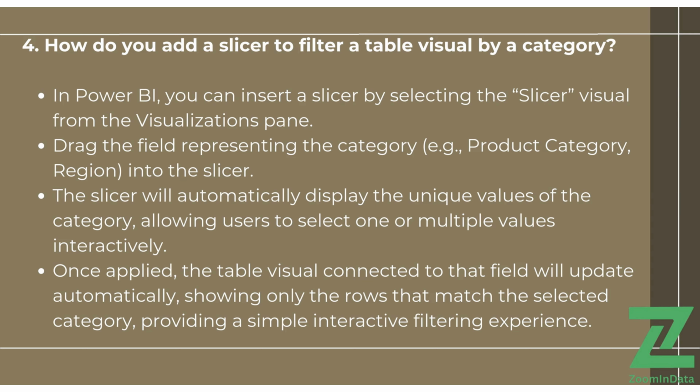In Power BI, you can insert a slicer by selecting the Slicer visual from the Visualizations pane. Drag the field representing the category, e.g., Product Category or Region, into the slicer. The slicer will automatically display the unique values of the category, allowing users to select one or multiple values interactively. Once applied, the table visual connected to that field will update automatically, showing only the rows that match the selected category, providing a simple interactive filtering experience.